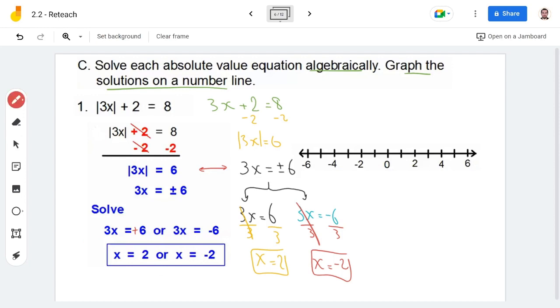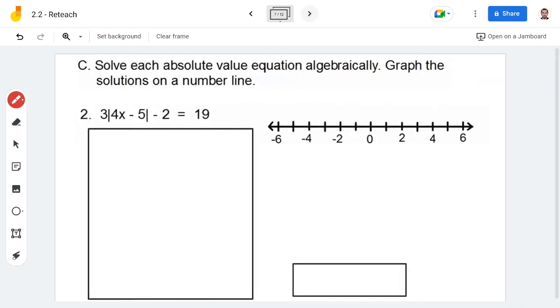So how can I graph 2 and negative 2? Just put a point. So x equals 2, it's here. Just point here. Where is x equals negative 2? It's here. So this is my graph. Okay, clear? Okay, one more example.